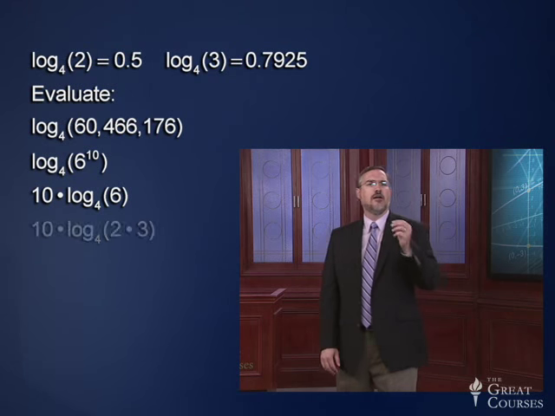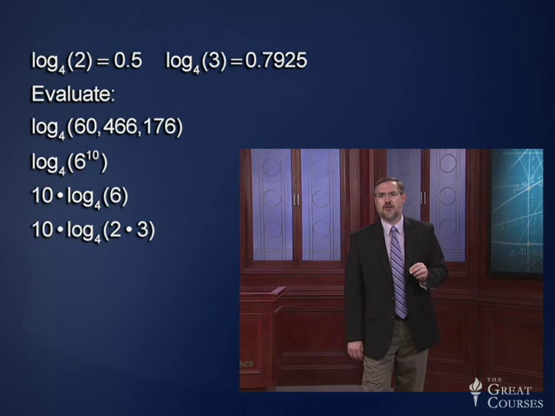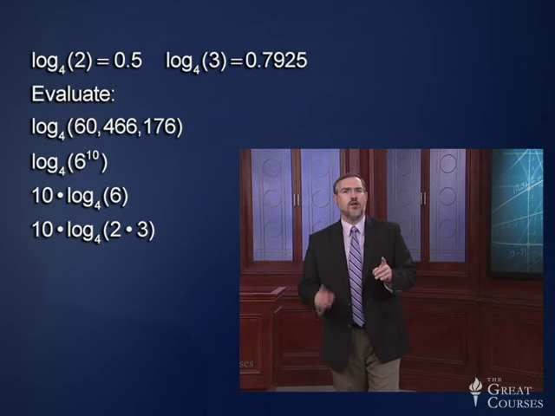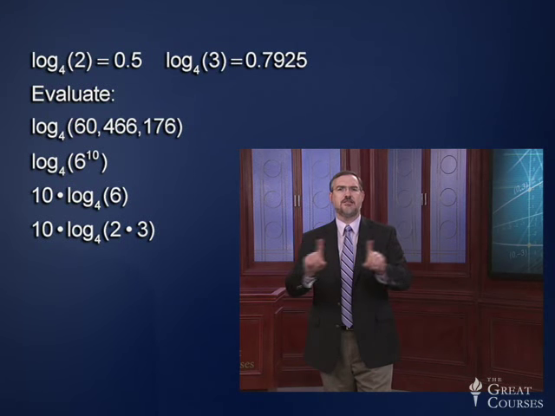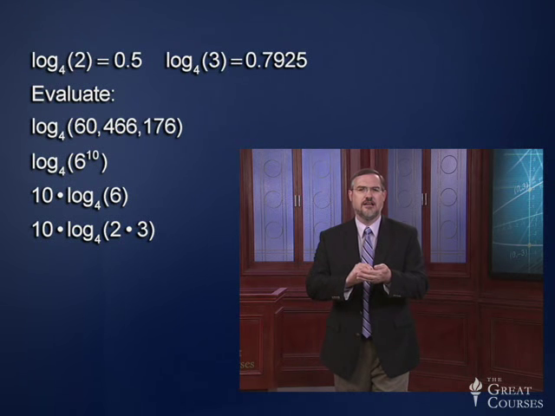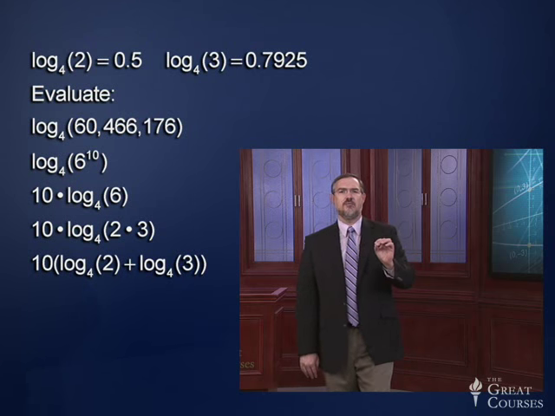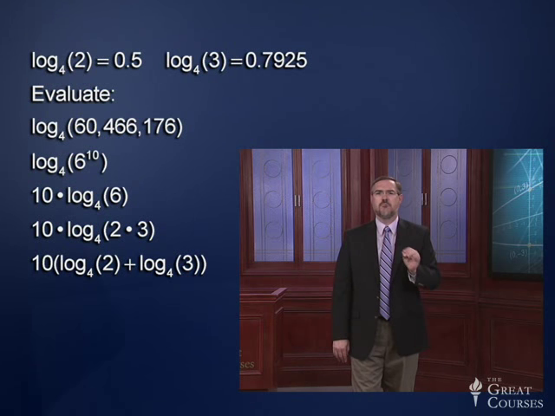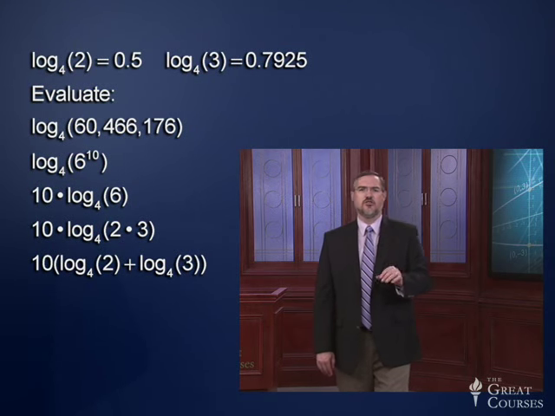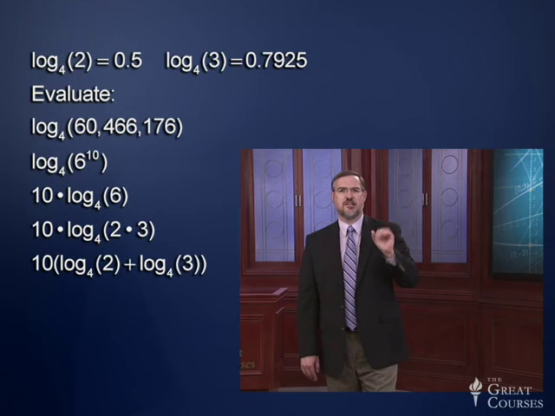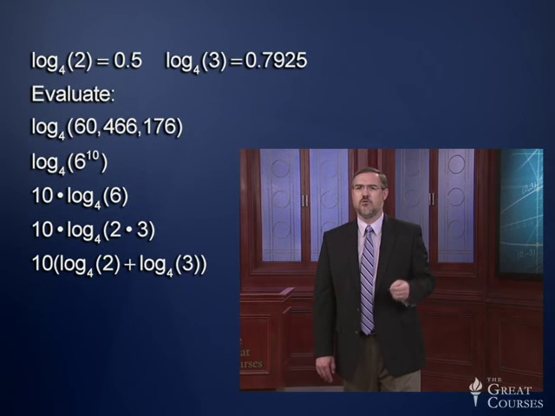Now, that's the same as 10 times the log base 4 of 2 times 3. And we have one property that tells me how to split when I have a 2 times 3 like that, so that this becomes 10 times log base 4 of 2 plus log base 4 of 3. Notice that that 10 needs to sit out in front. It's going to have to be distributed later on if that's the way we want to do it.